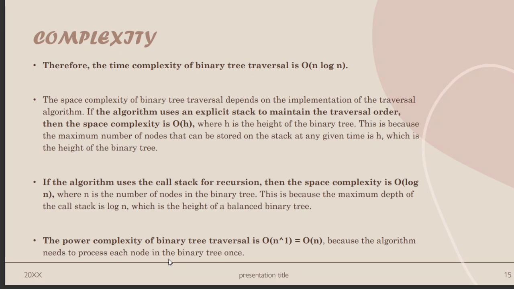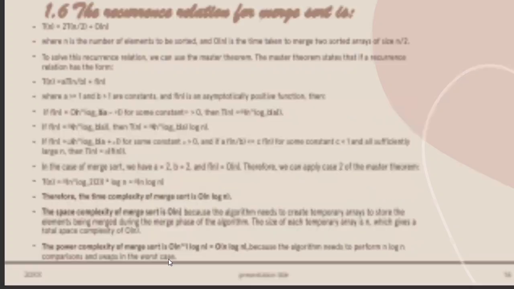This is because the maximum number of nodes that can be stored on the stack at any given time is h, which is the height of the binary tree. The power complexity of binary tree traversal is order of n to the power 1, equals order of n, because the algorithm needs to process each node in the binary tree once.